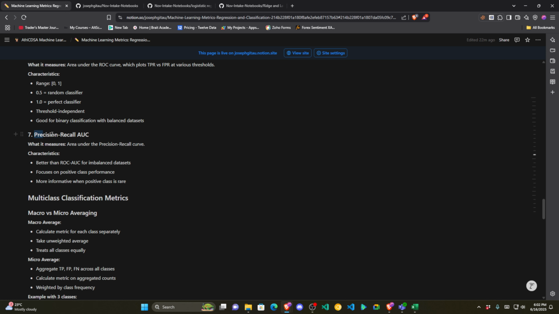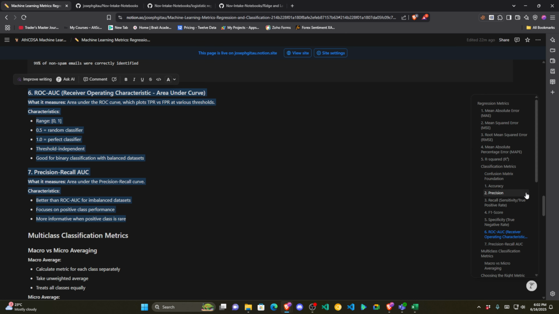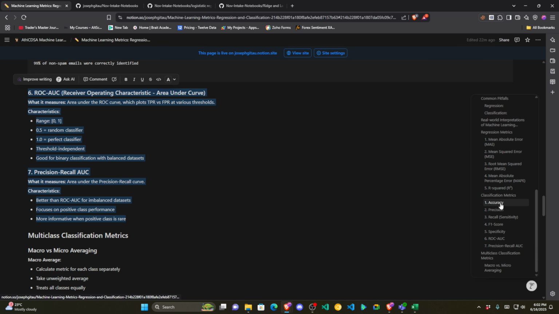Then we've got the precision recall AUC, and what it measures is the area under the precision recall curve. So these two that you are seeing over here are actually a representation of the precision recall and F1 scores in terms of curves. Okay, so this is the representation of those metrics that we've discussed in terms of curves. So let's have a look at the interpretation of that.